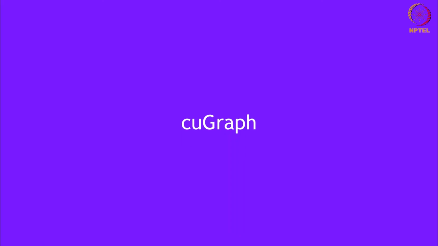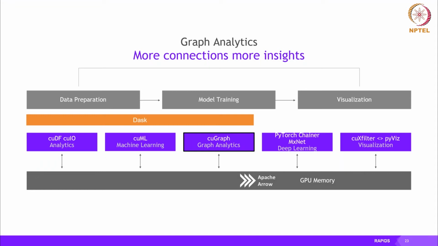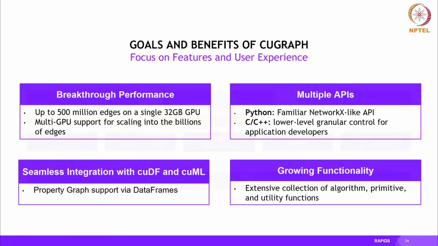I also wanted to highlight one more part here, which is cuGraph. If you remember, we showed you the overall different components inside Rapids. One of the components is for when you are working in graph analytics. In that case, there is support inside Rapids for the cuGraph library, and the idea is basically to make use of GPU computing for solving graph problems.